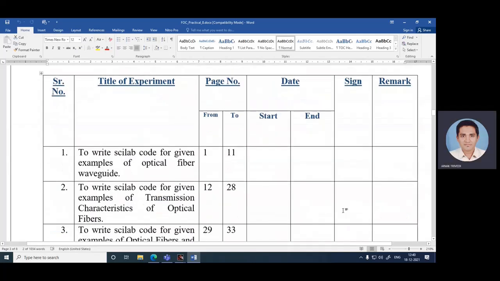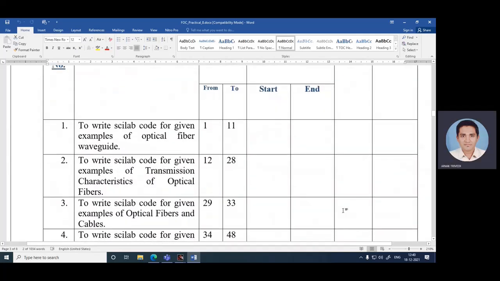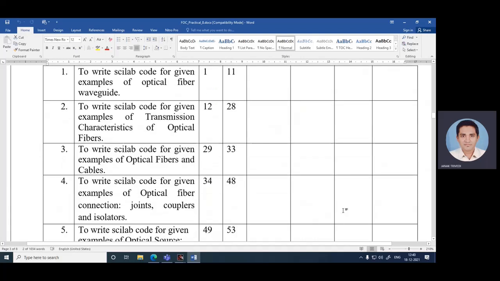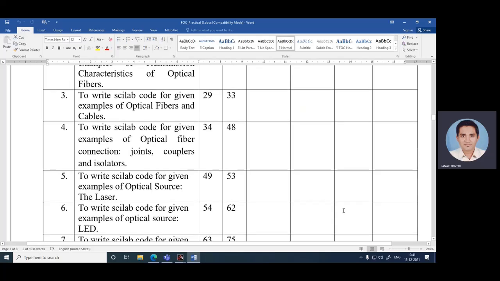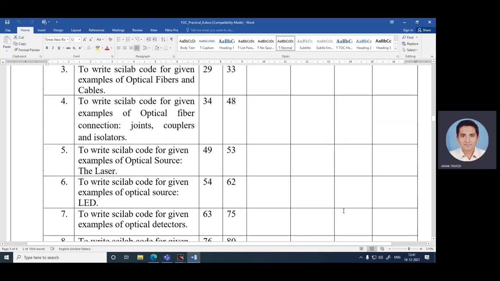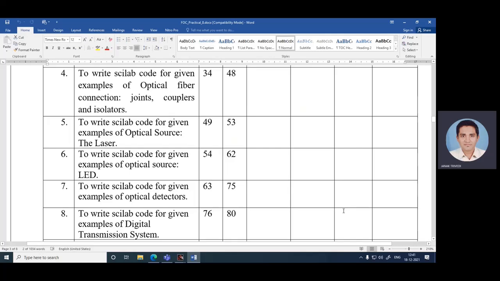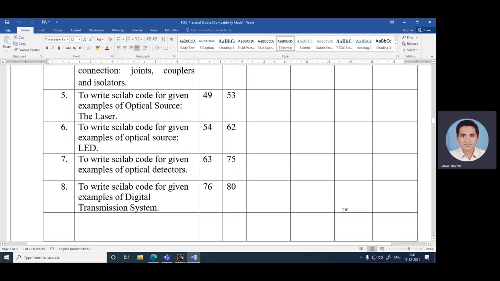Index. In earlier videos, we have discussed examples related to optical fiber waveguide, transmission characteristics of optical fibers and cables, optical fiber connections, joints, couplers and isolators, optical source: the laser, optical source: LED, and optical detector. In today's session, we will discuss Scilab code for a given example of digital transmission system.